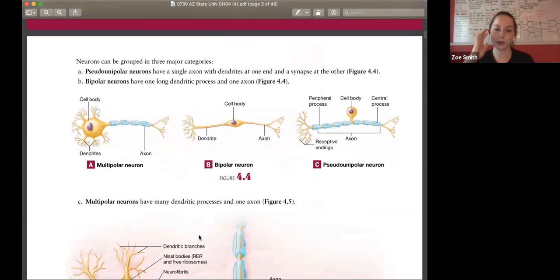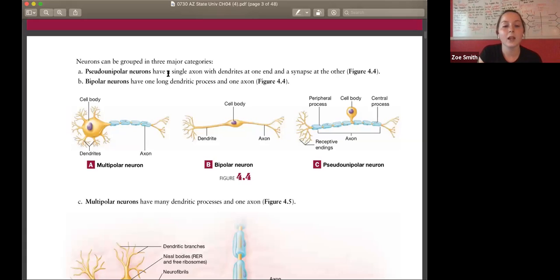So neurons can be grouped into three major categories. You have pseudo-unipolar neurons that have a single axon with dendrites at one end, and a synapse at the other end. So in this photo right here, you can see a pseudo-unipolar neuron. You can see the receptive endings, which are the dendrites. And you can see how it's one big axon.